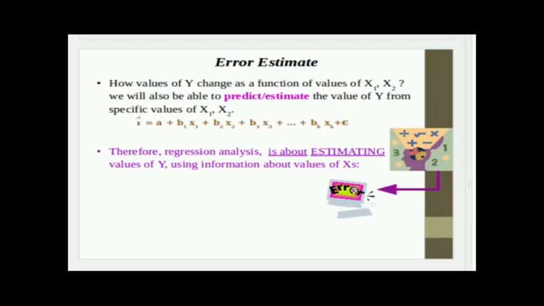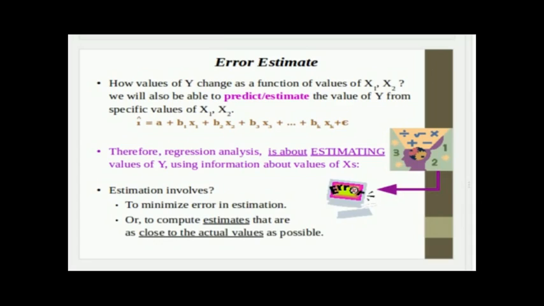Therefore, regression analysis in a sense is about estimating the value of y using the information about the value of x. Estimation by definition involves the objective to minimize the error in estimation. This increases the accuracy of prediction, or computes estimates that are as close to the true or actual values as possible. We wish to achieve maximum precision. We will discuss more about error estimation very soon. Before that, let's see one problem.